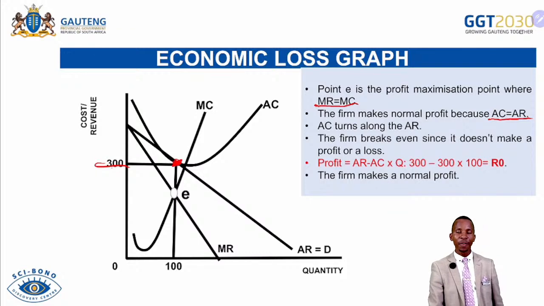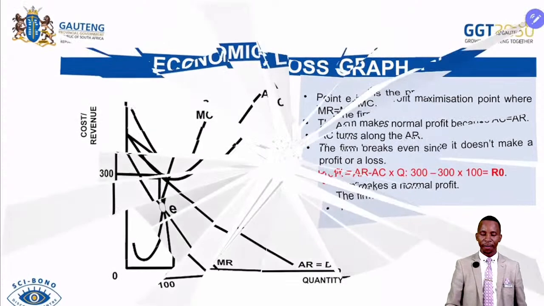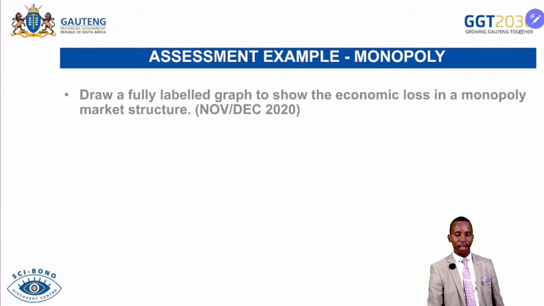So there is no profit, neither a loss. We call this the break even. The firm is breaking even. And then this is the assessment on the monopoly.